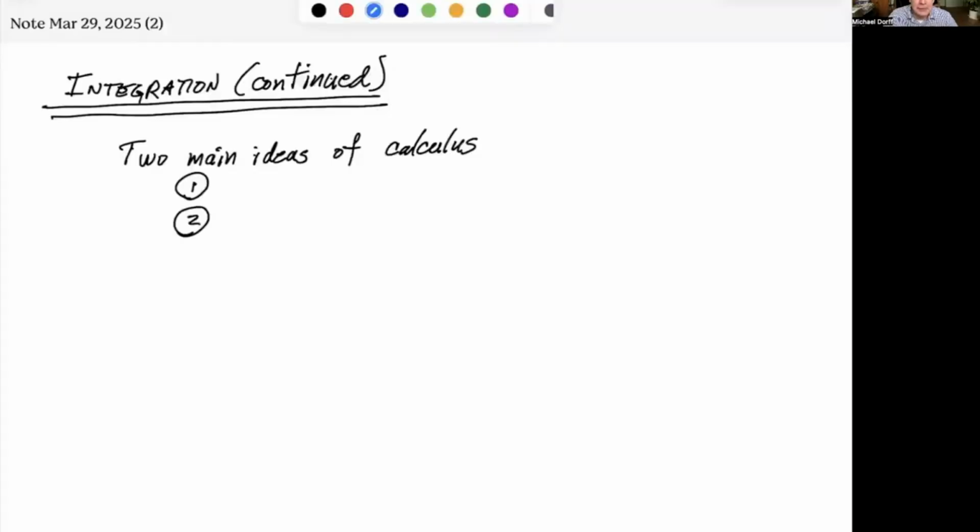Let's continue our discussion about integrals. Last time we mentioned there are two main ideas of calculus. The first idea is derivatives. And we've spent a good amount of the semester talking about derivatives. We talked about the definition of derivatives. We found some shortcut ways to use derivatives. We found some properties of derivatives, and we applied them to some examples. That's the first main idea of calculus.